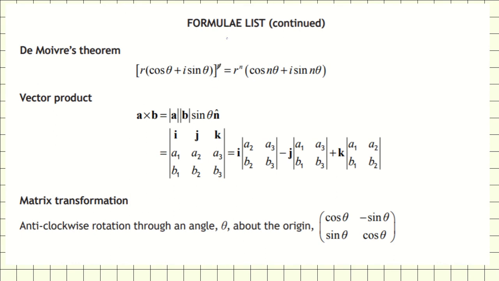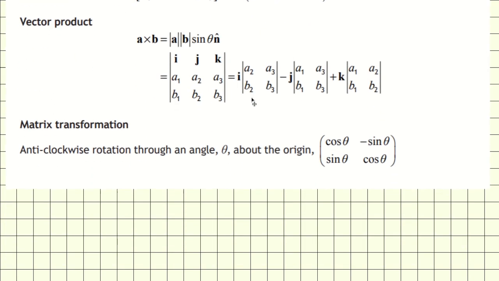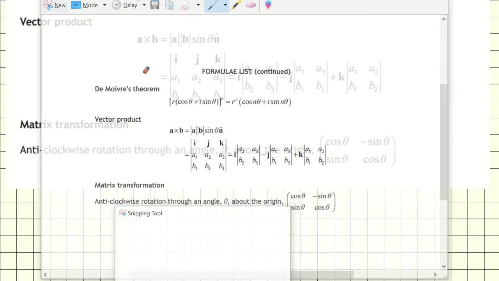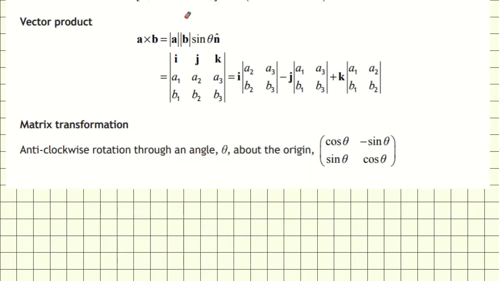So on the next page, this is just the second page of the formula sheet. And what you're going to be looking at in particular is this bit here. I know it says the vector product, but this also helps us to work out the determinant of a 3x3 matrix. So what I'm going to do is take a screenshot of this and then stick it in my notes, so it saves me copying it out again.